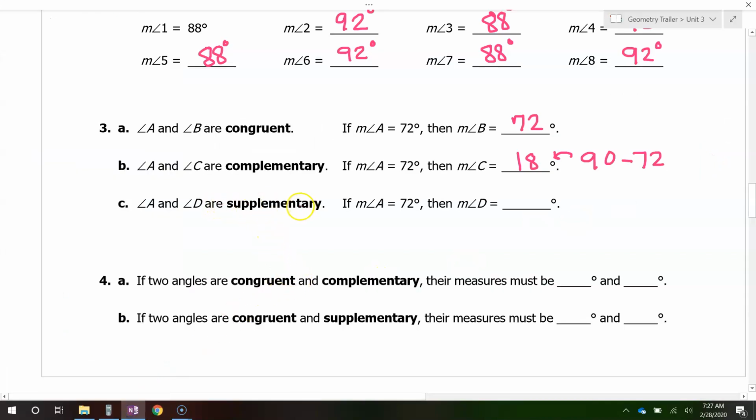If they're supplementary, then that means we have to subtract from 180. So if we do 180 minus 72, that's going to be 108 degrees.